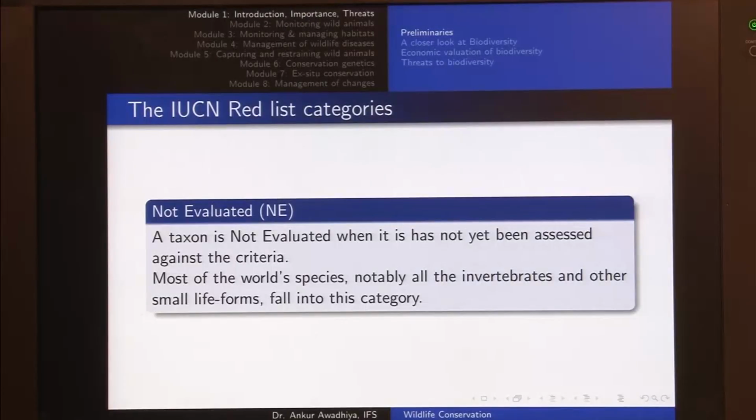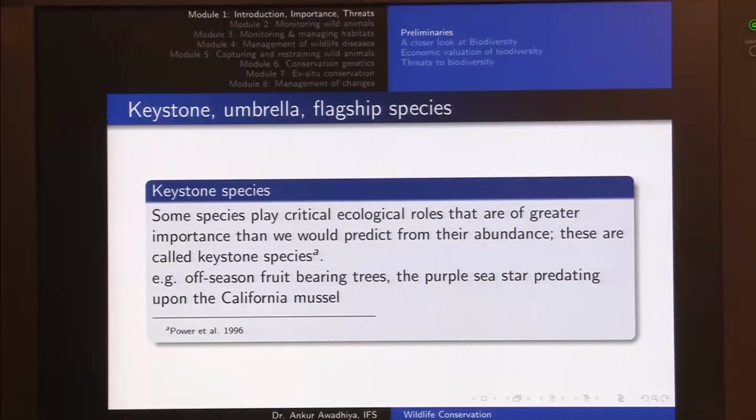Now, the next concept that comes up is that of Keystone, Umbrella and Flagship Species. Now, if we have resources, so suppose we have X amount of funds, we have T amount of time, and we have N number of people. Now, if we have to conserve a species, then we need to prioritize those species. Now, one sort of prioritization is what we just saw, the IUCN Red list category.